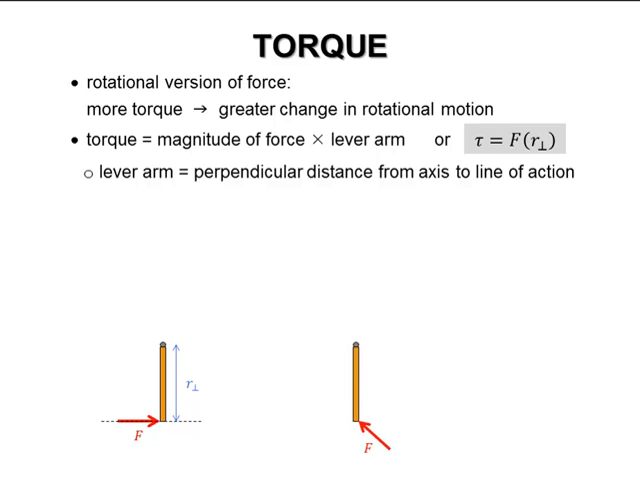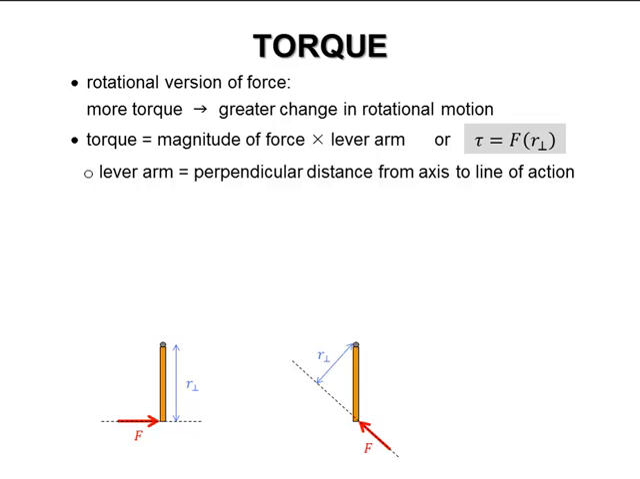Here's another way you could push a door. We tried this in the simulation as well. If we find the line of action, there would be the line of action. And now to find the lever arm, we have to measure the perpendicular distance from the axis to that line. So we need to make a new line perpendicular to the line of action that goes to the axis. And that's where we would measure the lever arm. Again, it's the shortest distance from the axis to the line of action. It's measured along a perpendicular.